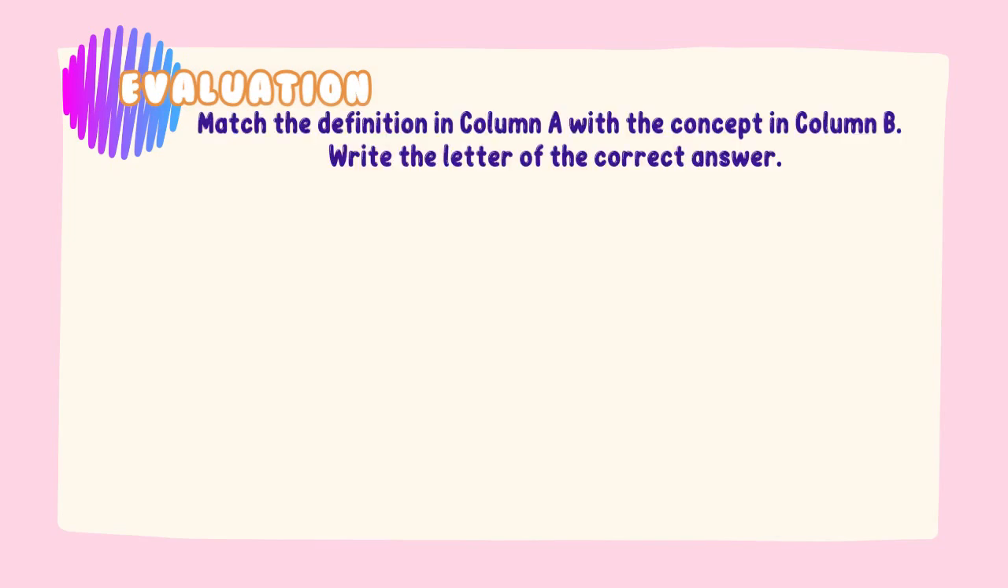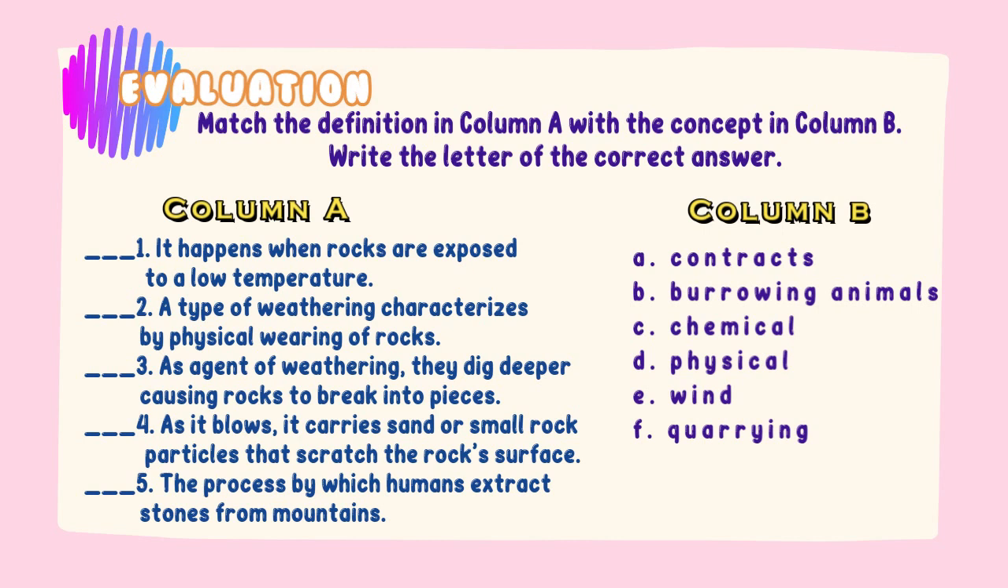Evaluation. Match the definition of column A with the concept in column B. Write the letter of the correct answer. Number 1. It happens when rocks are exposed to a low temperature. Number 2. A type of weathering characterized by a physical wearing of rocks. Number 3. As agent of weathering, they dig deeper, causing rocks to break into pieces. Number 4. As it blows, it carries sand or small rock particles that scratch the rock's surface. And number 5. The process by which humans extract stones from mountain.